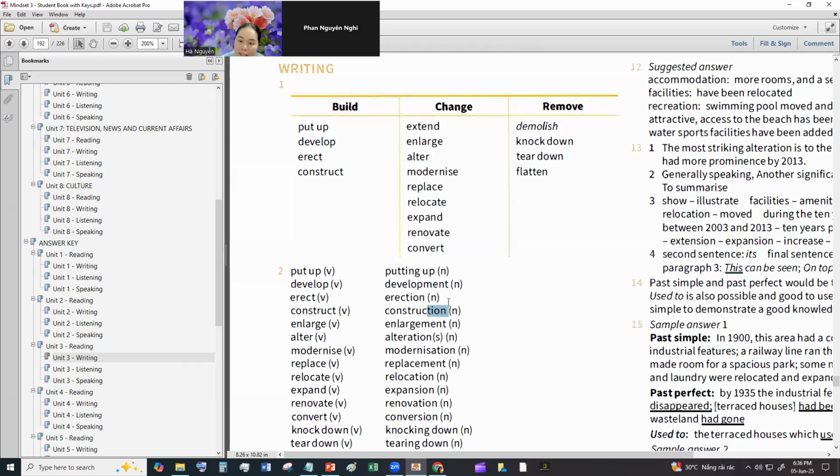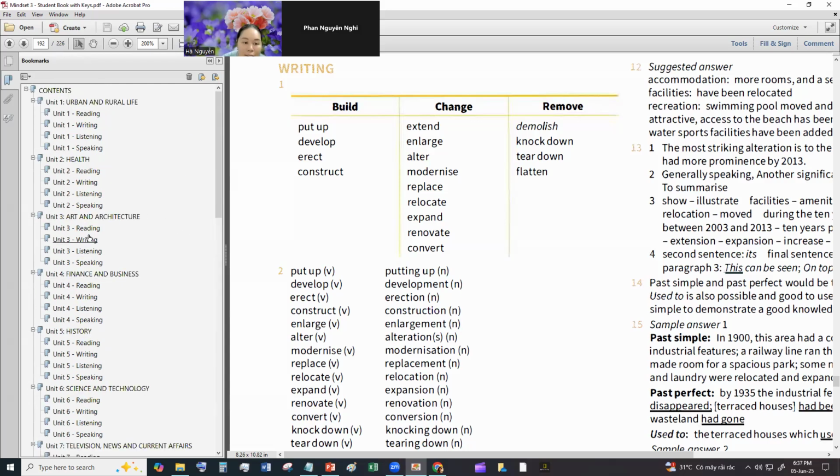Good job. Yes, so three main ways you can turn verbs into nouns: firstly, turning it into a present participle, meaning putting -ing after the verb, putting, knocking, tearing. Another way is to put -ment, like development. And another way is to put -ion, so erection, construction, expansion, and so on. So those are three main ways you can turn verbs into nouns. So remember to vary your language by turning verbs into nouns and vice versa.